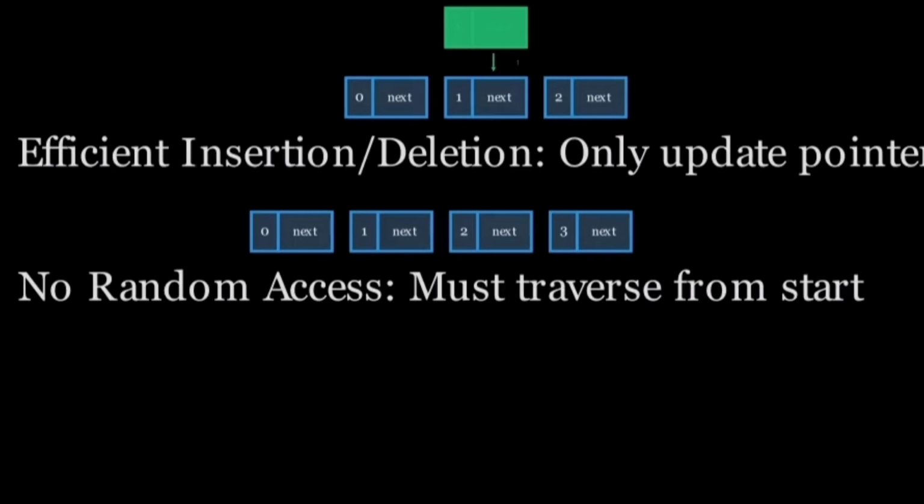But it has no random access. A linked list does not support random access. To find a node, you must traverse from the start.